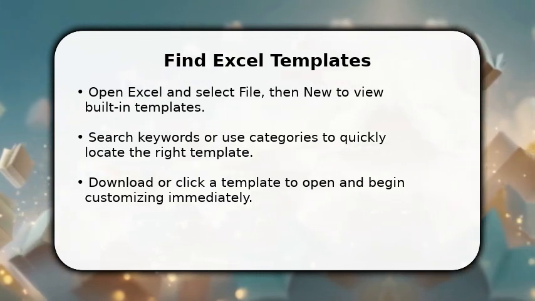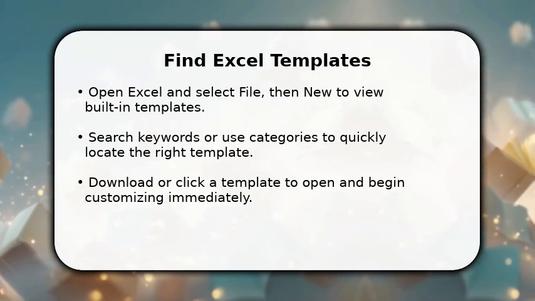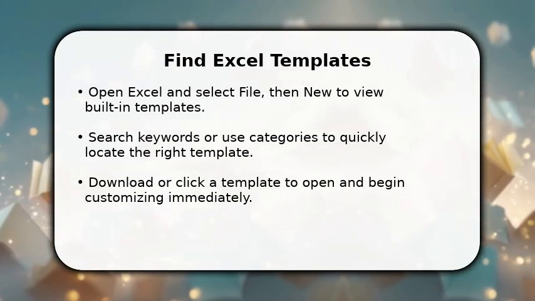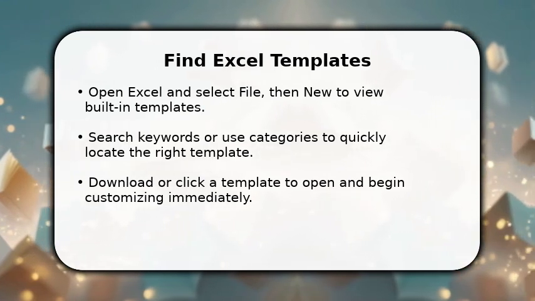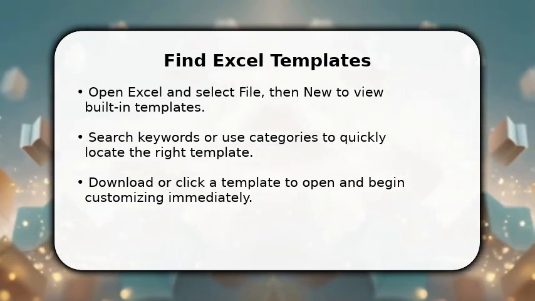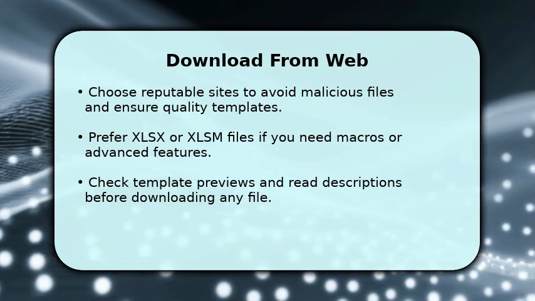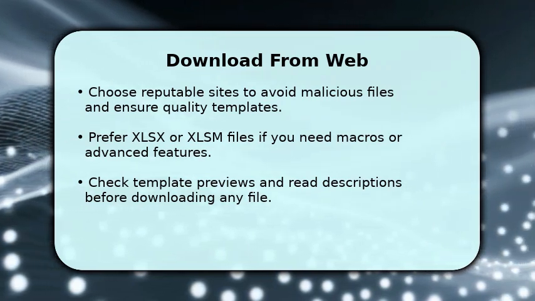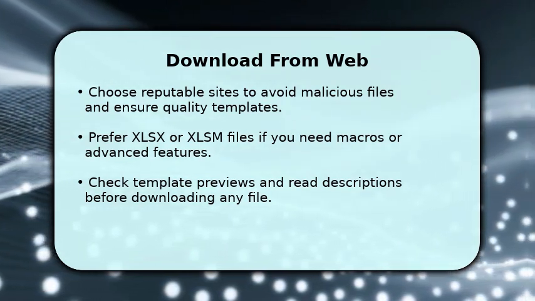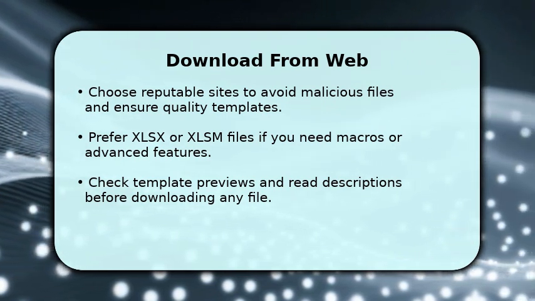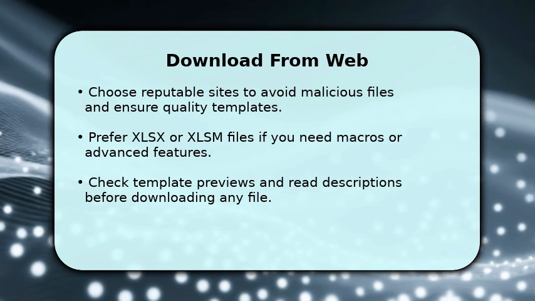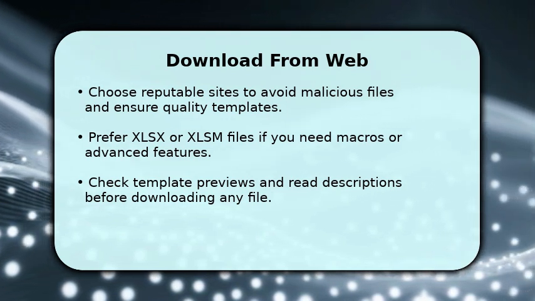I will show how to edit fields, change styles, and save as a reusable template so you can reuse it across projects effortlessly. To download templates, visit trusted sources and use clear search terms to narrow results. Look for file type labels like XLSX or XLSM and avoid unknown formats. Preview templates to confirm they include needed fields and read descriptions for compatibility notes.